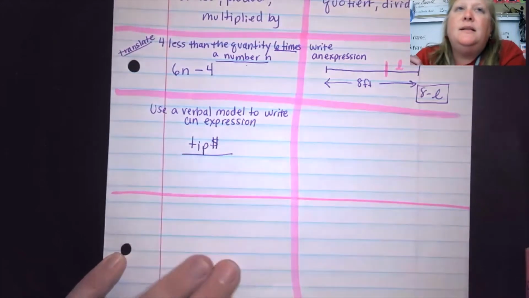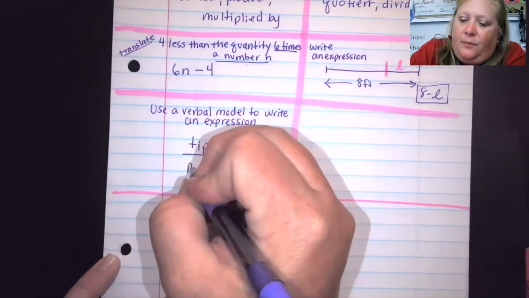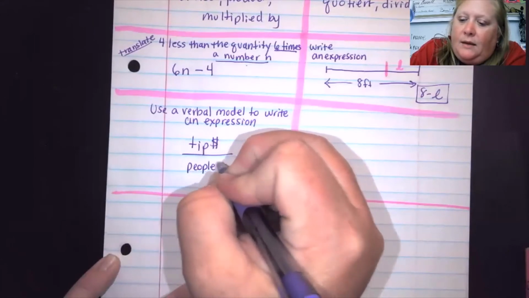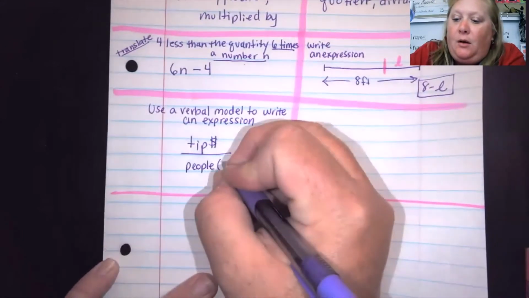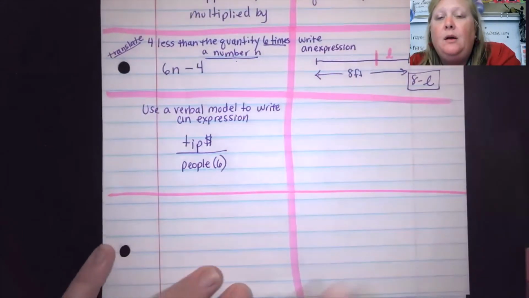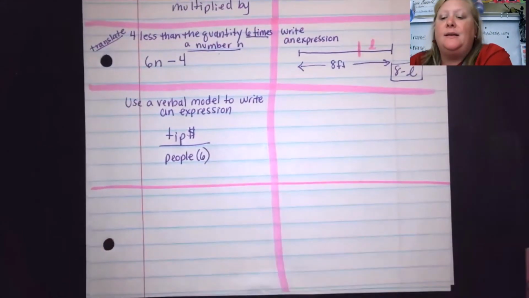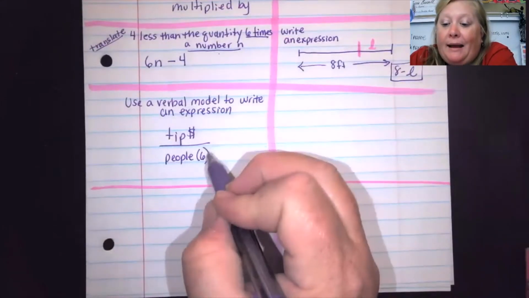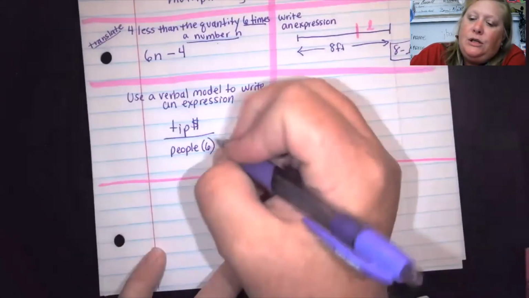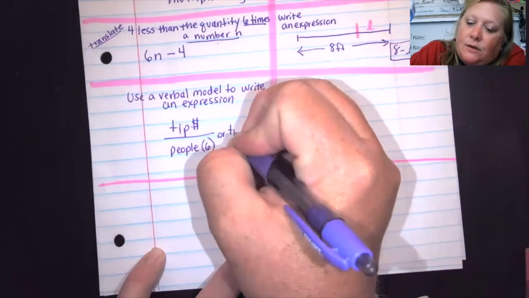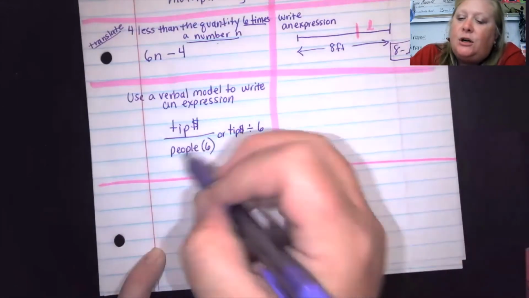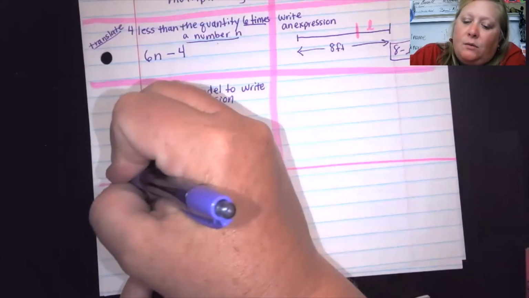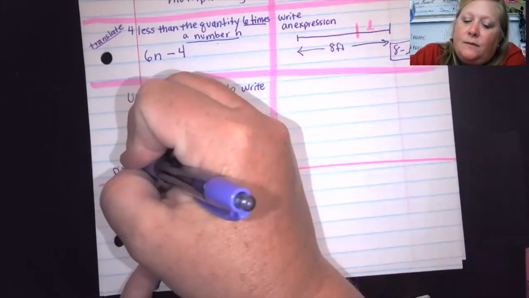Tip money divided by the number of people, and the number of people was you and 5 other people, which means a total of 6 people. So however much the tip money is has to be divided by 6 people. Now, could you write it like this? So tip money divided by 6, sure. But remember that this also means division. Okay?